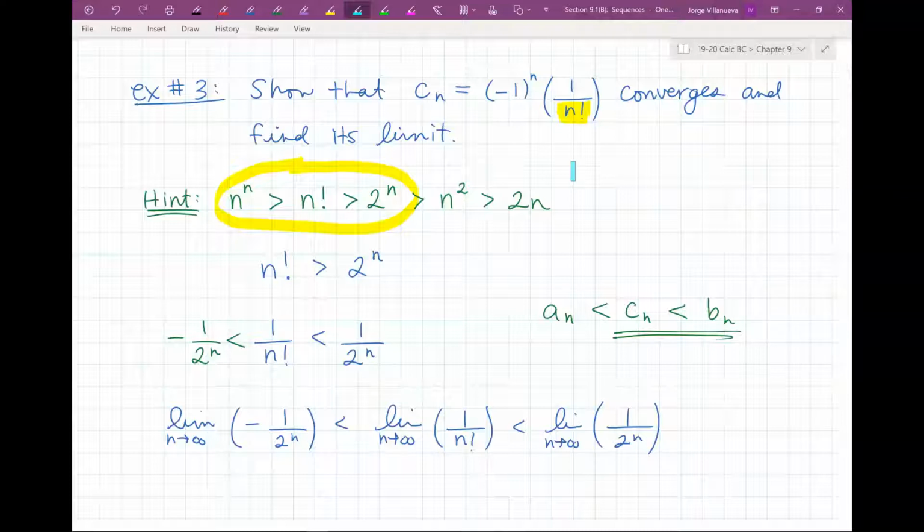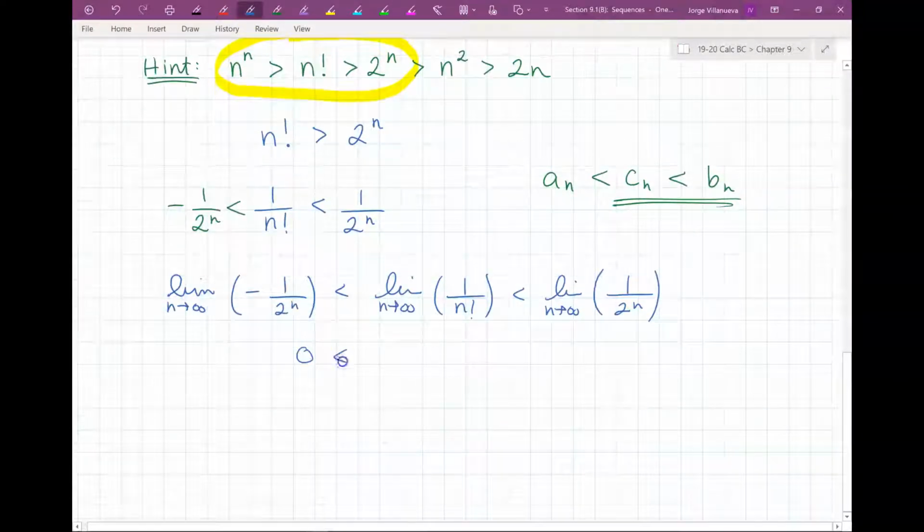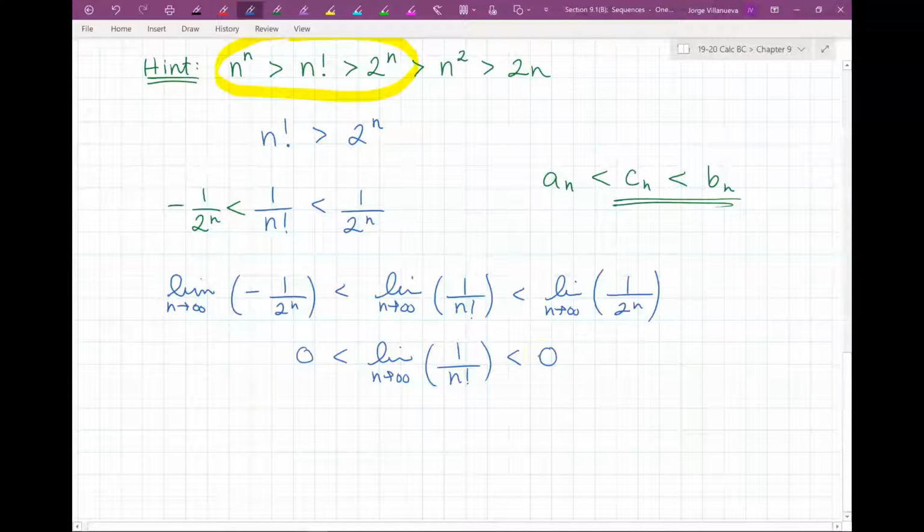Now I'm going to take the limit of all of them. Well, what's the limit of the left side? As n approaches infinity, what's the limit of negative 1 over 2 to the n? That would be 0. Okay. What's the limit of the right side? That's also 0. So what is being forced as the limit of c sub n? It must be 0.